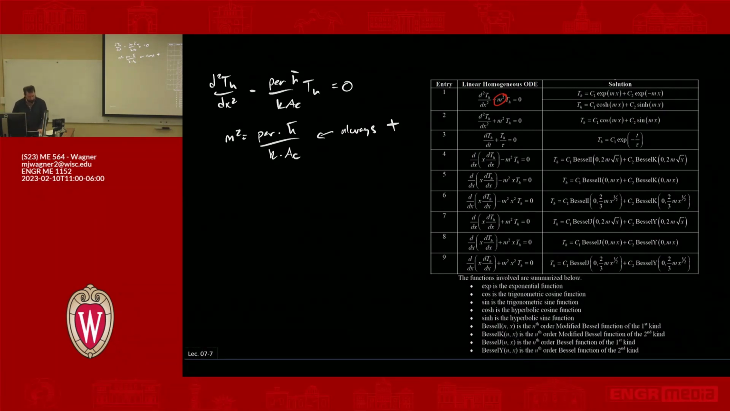OK. So subbing that in, let's use the hyperbolic cosh and sinh solution. So we end up with Th is equal to C1 cosh of m times x plus C2 sinh of m times x. Good, so that was pretty easy. Like that was maybe the easy part. It's just getting that pattern to match and line up.